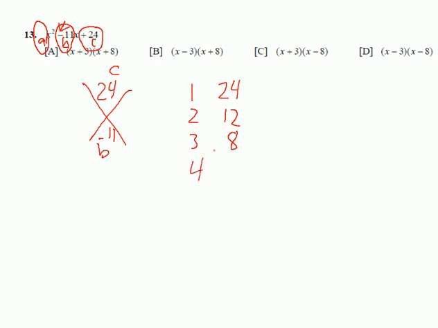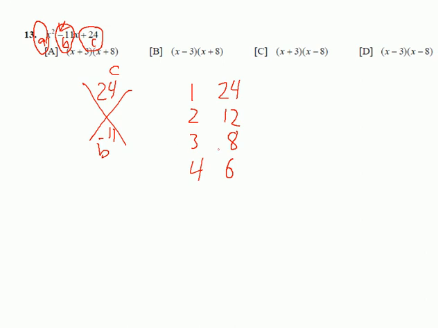4 times what gives me 24? All right, 6, yeah. All right, 5. 5 doesn't go into 24, does it? No, it has to end in 0 or 5. We've already used 6, so we got all our factors, so let's just find out. Okay, these all multiply to give 24, but they have to add to negative 11? How can, wait a minute. They both have to be negative.